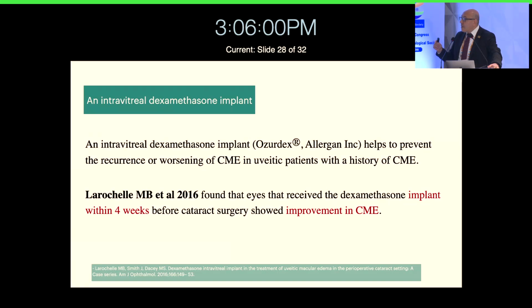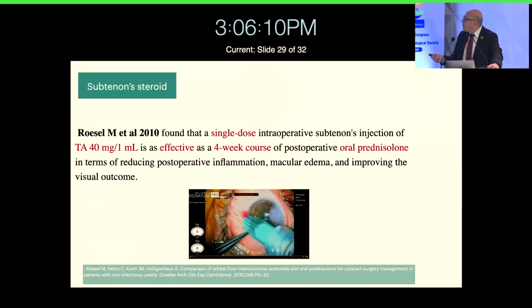Intravitreal dexamethasone implant like Ozurdex, you can do it, especially in cases of pre-operative cystoid macular edema. You can implant it pre-operative. It helps in reducing the inflammation post-operative. Subtenon steroids are very effective. It is as effective as 4 weeks of post-operative oral prednisolone acetate. It's very effective, a very simple technique, very cheap.